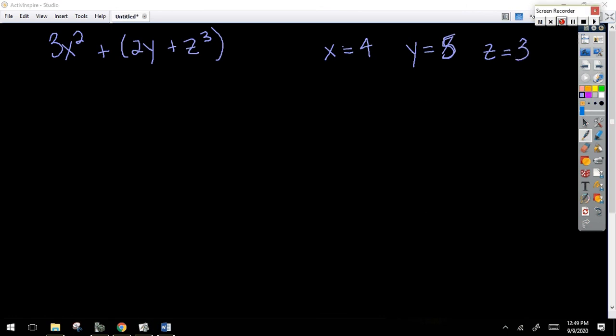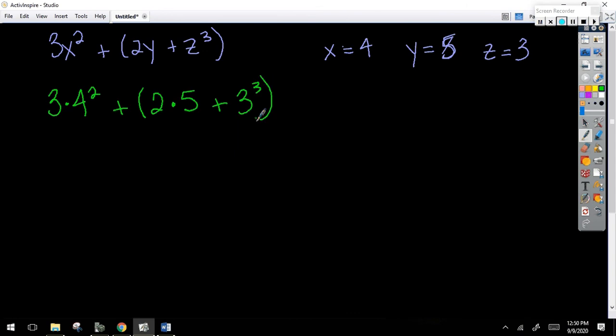Can I say the answer? All right, don't say the answer yet. Tell me what you did here. It's parentheses first. All right, well, let's plug in first. Did you substitute your values? So this is 3 times 4 to the 2nd because x is 4, right? Then 2 times 5, and then z is 3.